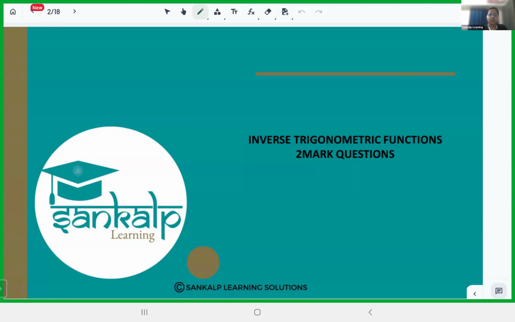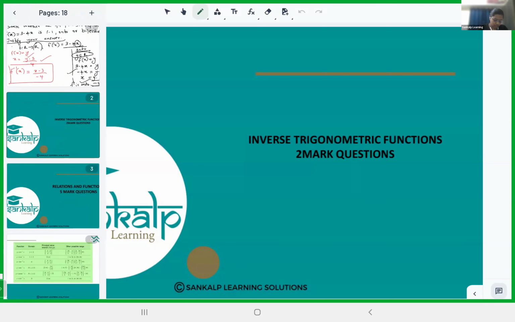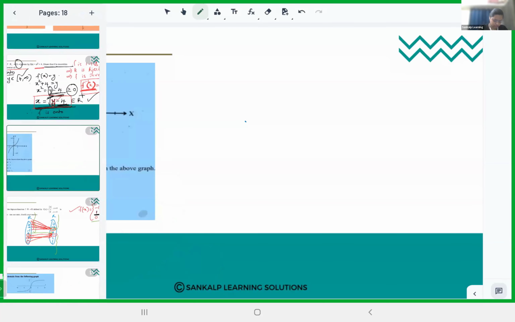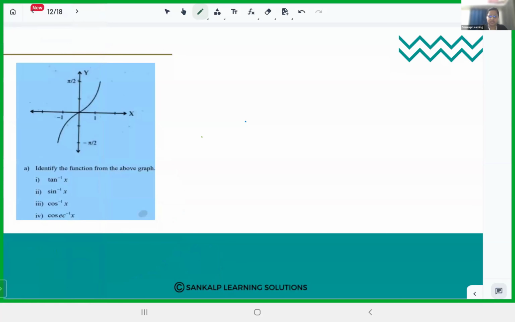Alright, so before moving on to today's session, I'll be discussing 1-mark questions from this chapter. I have forgotten to mention the graph questions from this chapter in the previous session. So we'll just move on to the 1-mark questions first. Then we'll deal with the 2-mark questions. All right. So this is our first question.